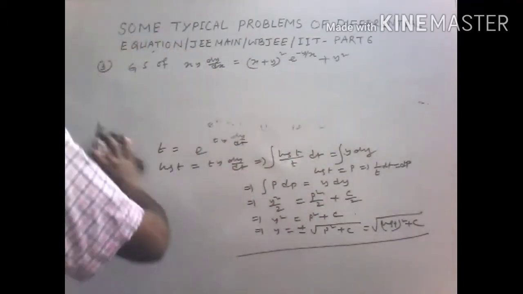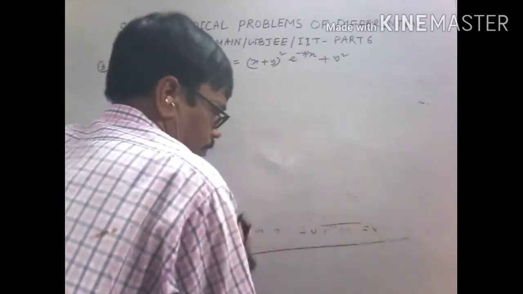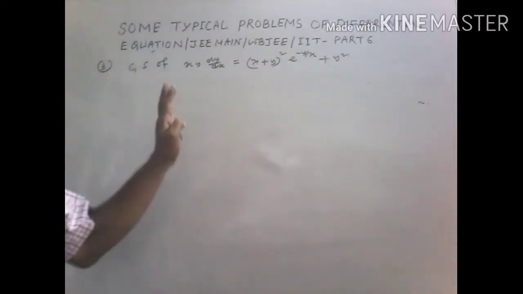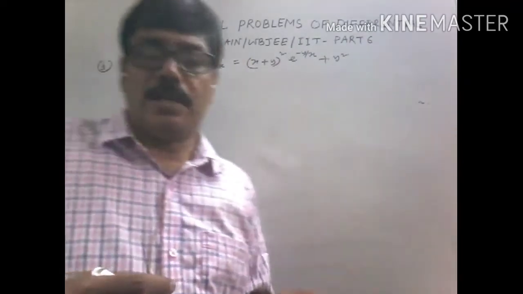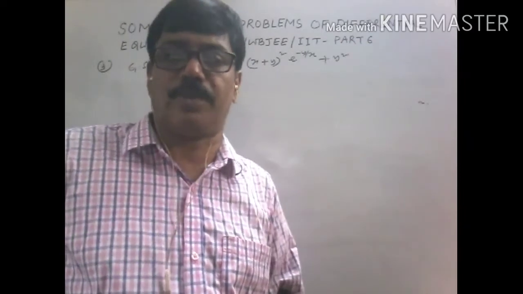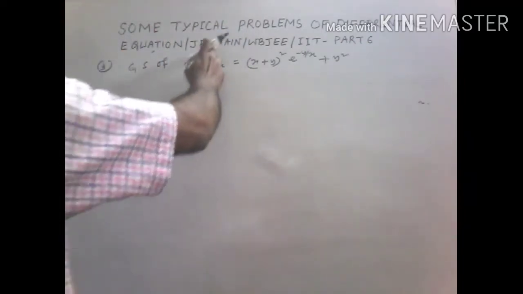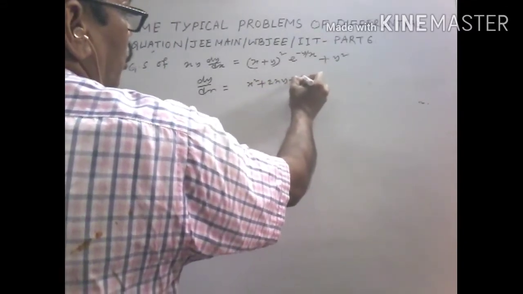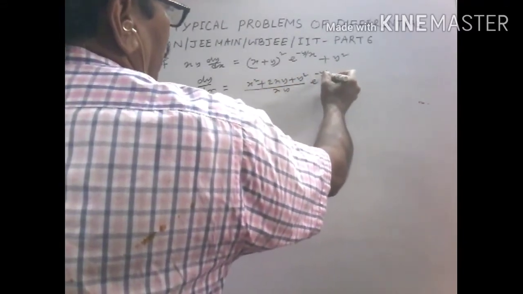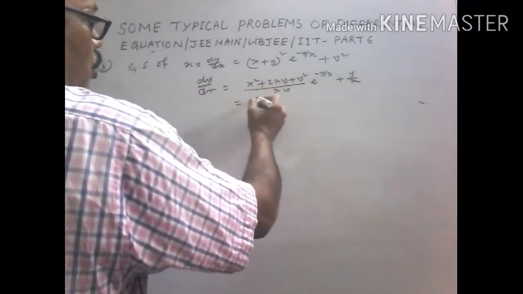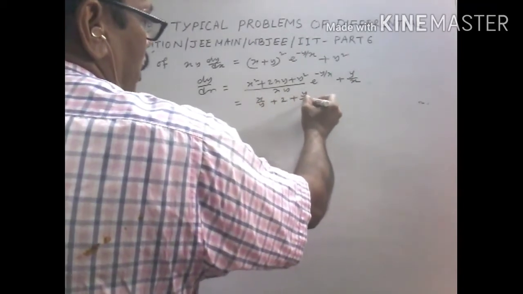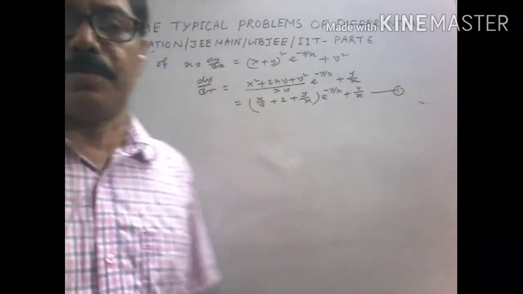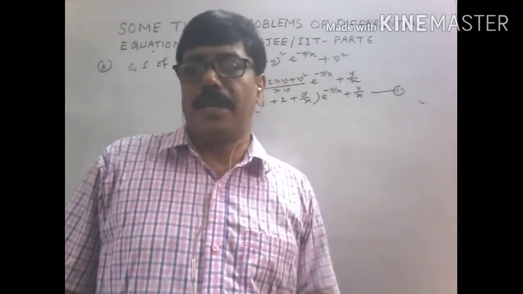Now consider problem number 3. This is also a typical problem. Now look, e to the power y by x. So our main aim will be to express it in the form of a function of y by x, if possible. So let us try. If we divide throughout by xy, we get x square plus 2xy plus y square by xy, that is x by y plus 2 plus y by x. So look, this is expressible in terms of y by x. This is our main aim.